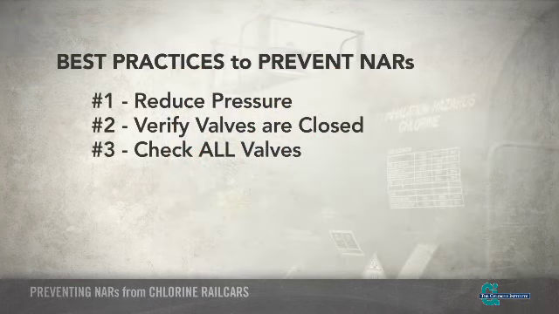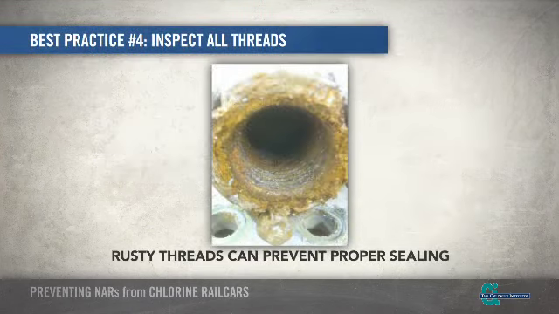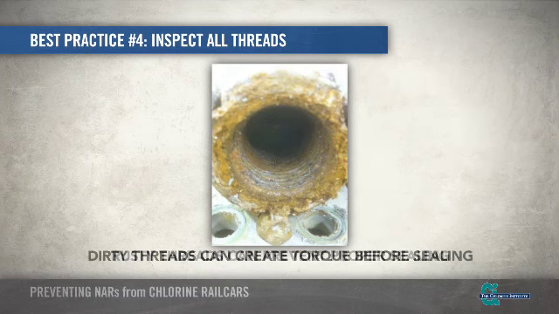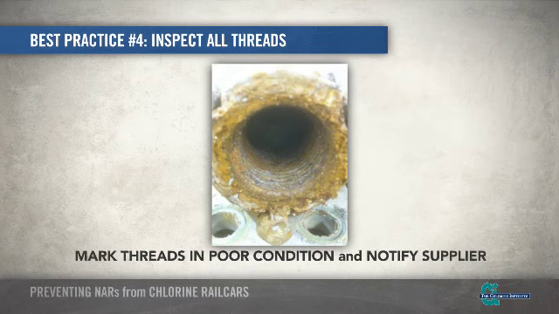Best practice number 4. Make sure the threads on the valves and the plugs are in good shape. Rusty threads or debris on the threads can prevent the plug from sealing properly, creating the potential for an NAR. Also, dirty threads can create additional torque before the plug is completely inserted and properly secured. If the threads are dirty, clean them before applying the plug. Be sure to mark any threads that are in poor condition and inform your supplier.